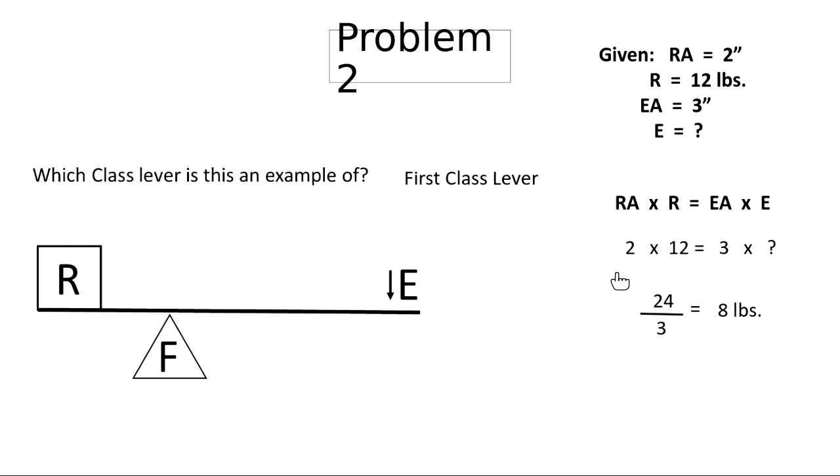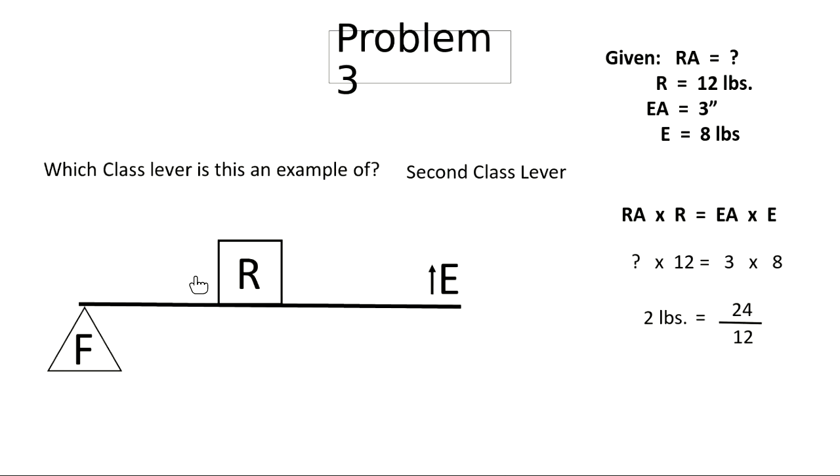You set it up the same way. Resistance arm times resistance, 2 times 12 is 24, equals effort arm times effort. Effort arm was 3 inches, and effort is unknown, so you solve for the unknown. So you divide this side by 3. 24 divided by 3 is 8 pounds. It's going to take 8 pounds to overcome that resistance of 12.